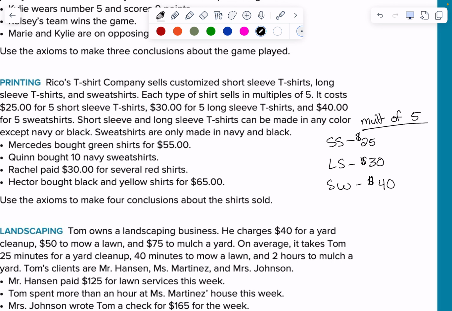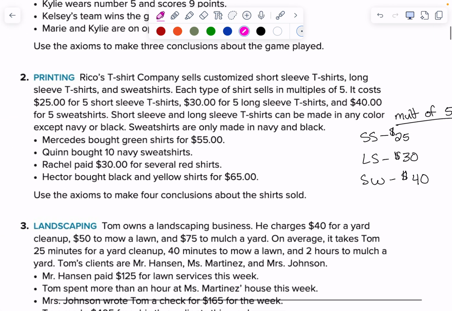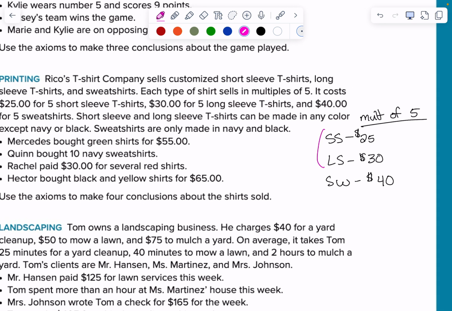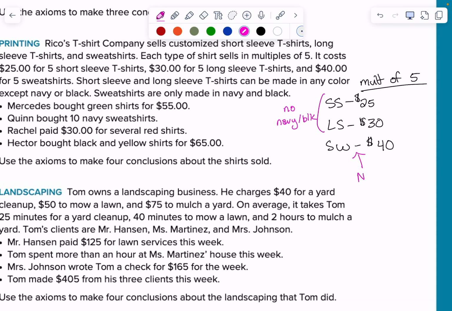Okay? All right. Short sleeve and long sleeve T-shirts can be made in any color except navy or black. So I'm going to say no navy/black. Can't do navy or black. Does that make sense? I'm just paraphrasing all this stuff off to the side. Last sentence says sweatshirts are only made in navy and black. So I'm going to say navy and black only. And again, you can paraphrase. I do black as BLK, whatever.